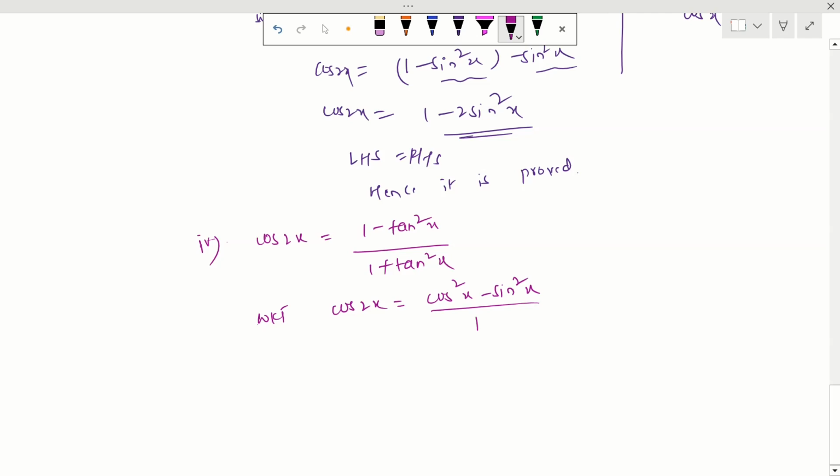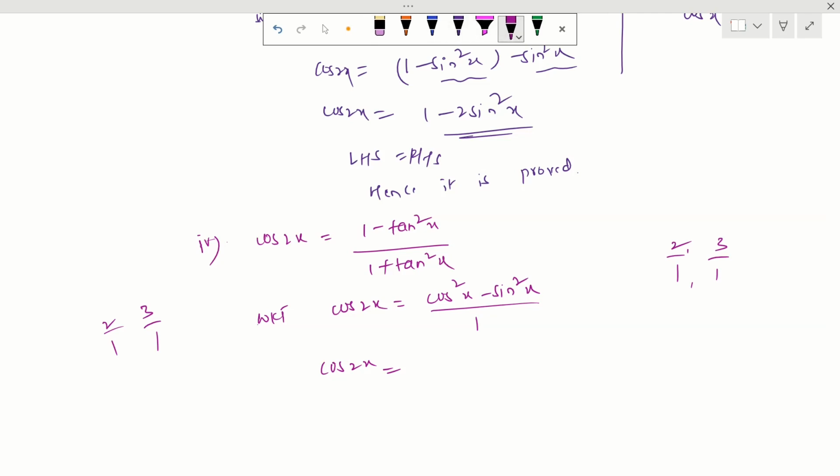Here the denominator term will be 1, right? If nothing is there, then 1 will be there. Suppose there is a 2, it means 2 by 1; if 3 is there, it is 3 by 1. So the denominator will be 1, it is not 0. Suppose you take any numbers, 2, 3, 5, here 1 will be there. So how can we write this one? This is cos 2x.